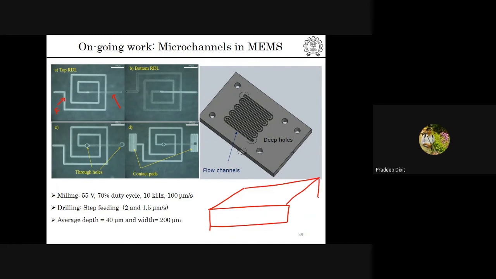If it is a glass piece, first we are etching the sample like that. We are creating this sample something like this. Then we go on the back side and create the corresponding channel here, so the channel is formed here. After that we are creating through holes at this particular side, and then we are making this kind of contact pads.